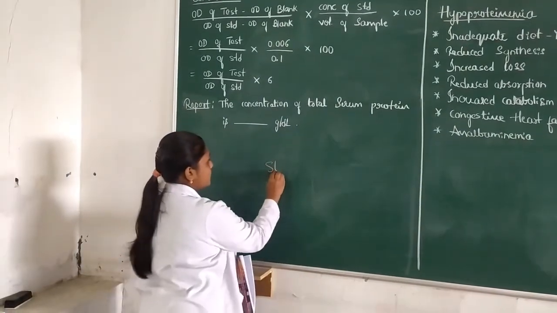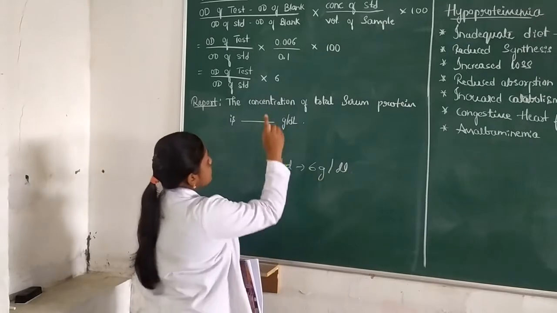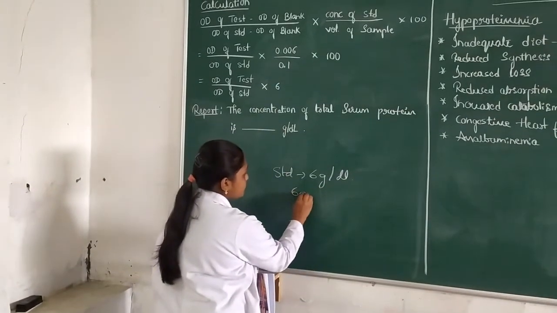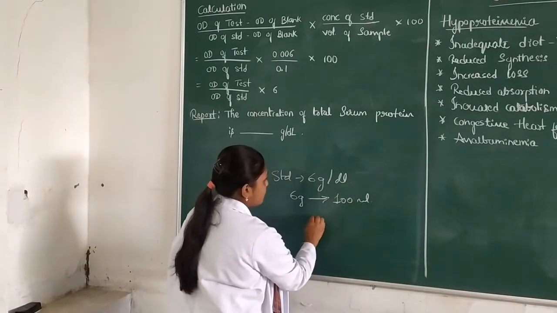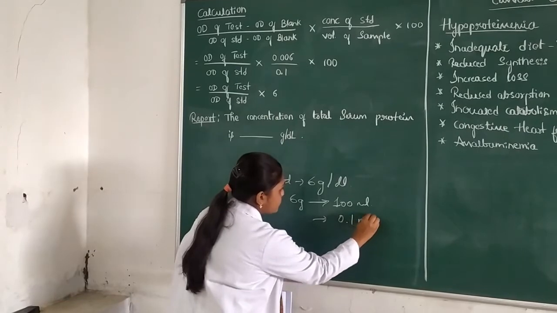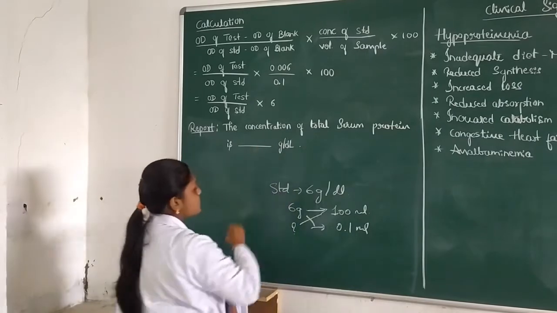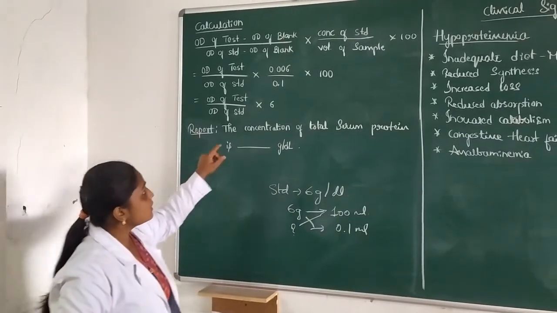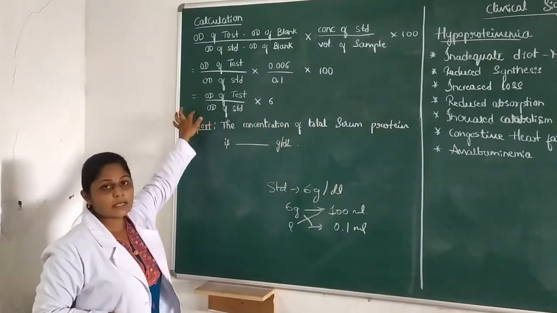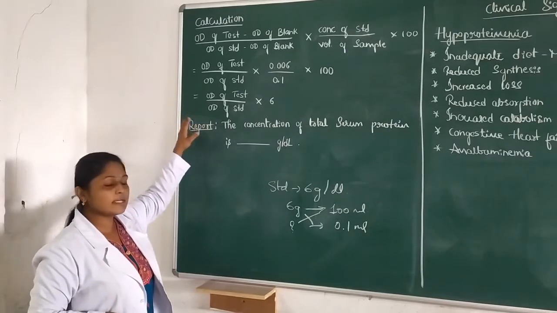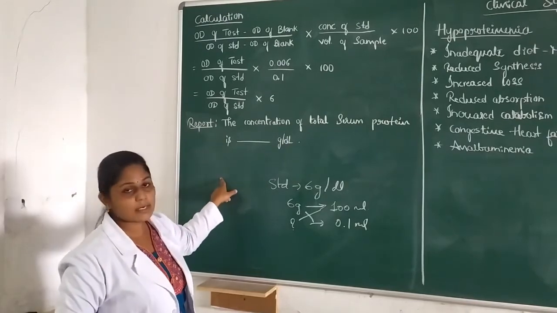The standard protein concentration is 6 grams per deciliter. So the concentration of standard will be 6 gram in 100 ml. In the 0.1 ml which we are taking, how much will it be? When we cross multiply, we get 0.006. That is how the calculation is done. Then the volume of sample which we are taking is 0.1, into 100. Finally this will arrive at OD of test divided by OD of standard into 6. After taking the OD values, I will again show the calculation part.